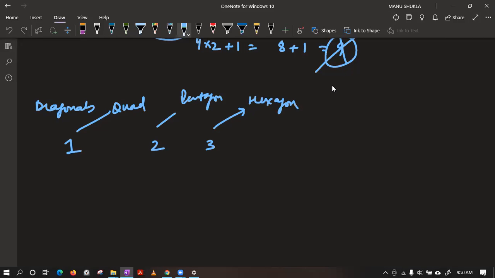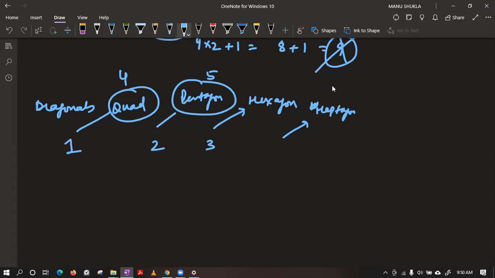Can you tell me how many diagonals will be there in heptagon? 7 is hepta, yes, heptagon. Just tell me this answer. This is the last one. Try to observe. It is very simple. In quadrilateral, we had four sides. In pentagon, we had five sides. In hexagon, we had six sides. So what we are doing is 4 minus 1. Okay, then this will be 4.